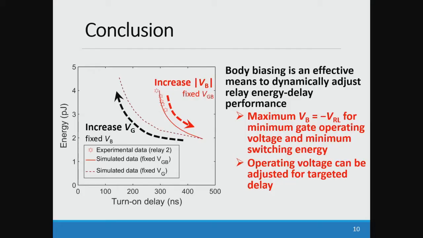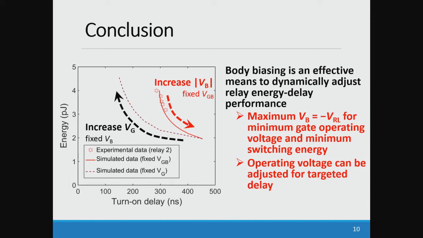So the switching speed, the turn-on delay, will highly depend on your operating voltage. That's what we have shown right here, and that's an important criterion. But the interest of body biasing is that you will reduce the operating voltage to a very low value. What is shown here is that when you body bias, you will slow your relay down. You will turn your relay slower.